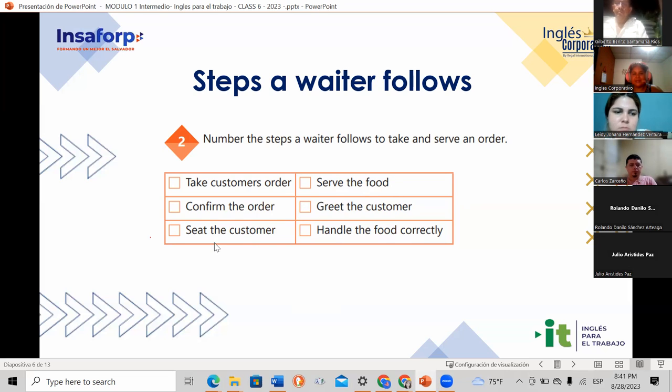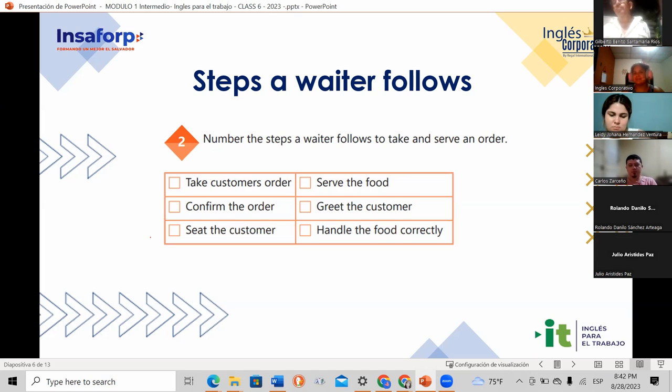But see the customer, which number will be this one? This is number two, okay? Greet the customer will be number one, and then see the customer, number two. Take customer's order, number three. Confirm the order, number four. Handle the food correctly, number five. And serve the food. Okay, very good. That is the order. There we have the different steps that a waiter follows in a restaurant.